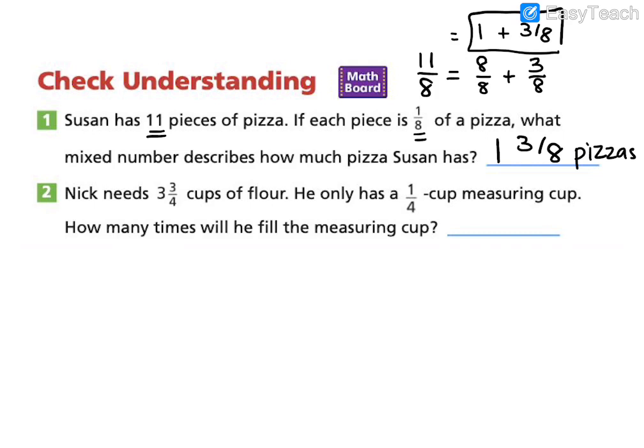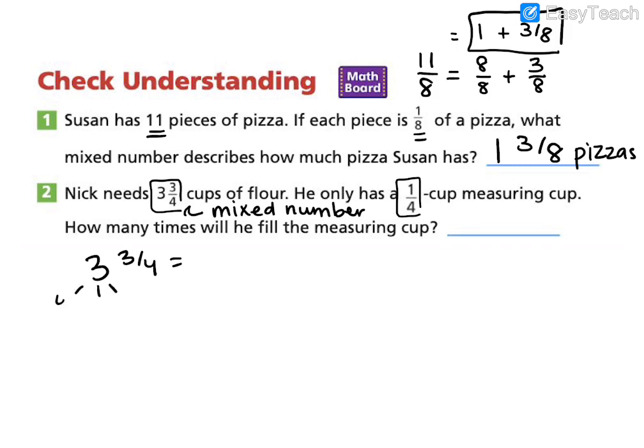And let's look at our second problem. Nick needs 3 3/4 cups of flour. He only has a 1/4 cup measuring cup. How many times will he fill the measuring cup? Now we have a mixed number here to start. We need to rename this as a fraction greater than 1. So I have 3 wholes here. Each whole is equal to 4/4.